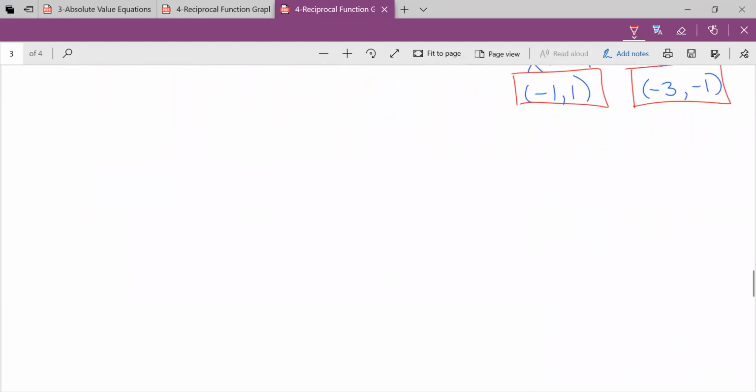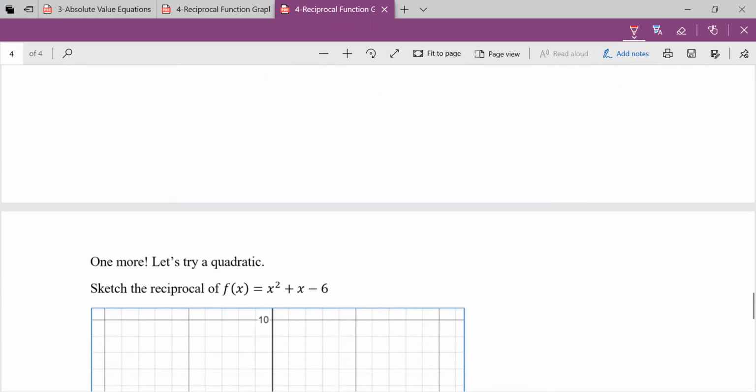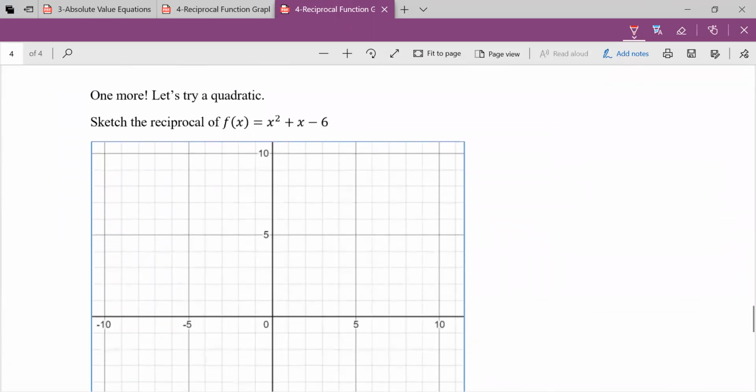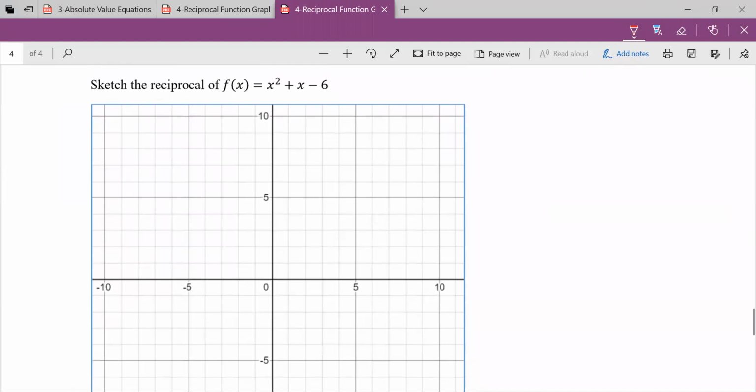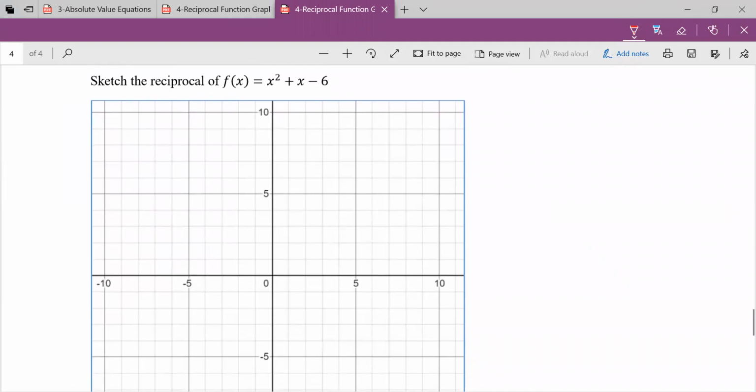Now, what you will look at is one more. Let's sketch the graph of a reciprocal. Okay, this one's going to be a little bit trickier. So to get the graph of the reciprocal, of course, what I'm going to do is find my intercepts first. So I'm going to say my x-intercept, I'm going to let y is equal to 0, right? So we've done this before, haven't we?